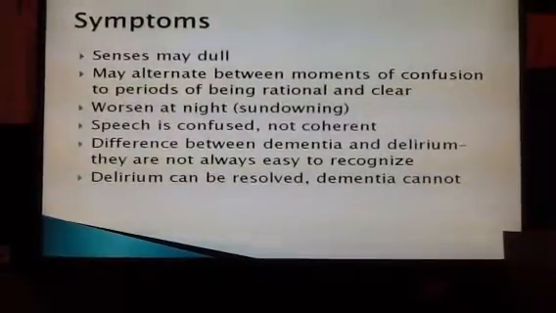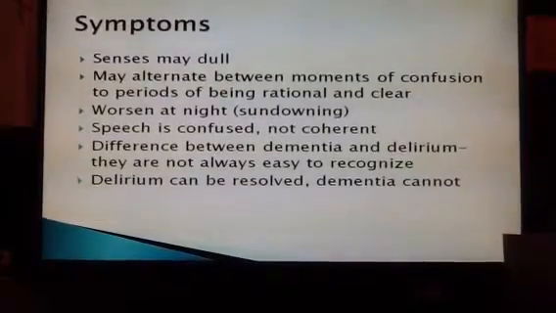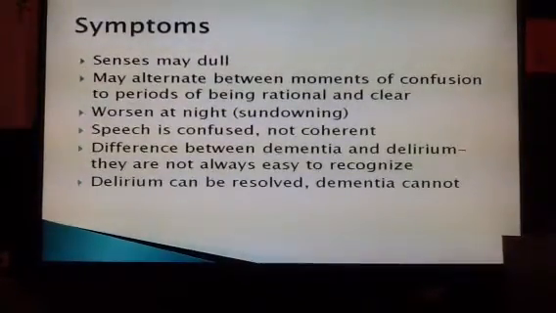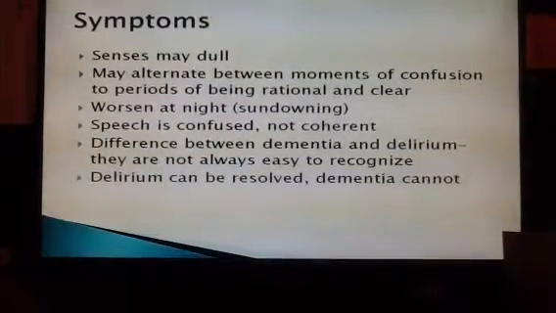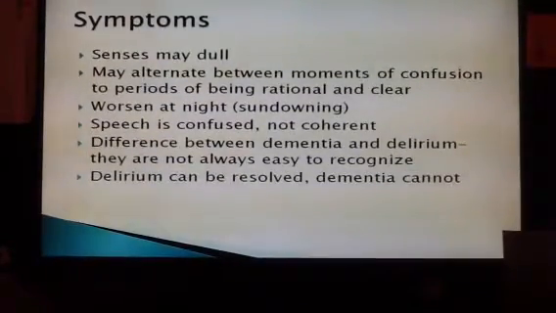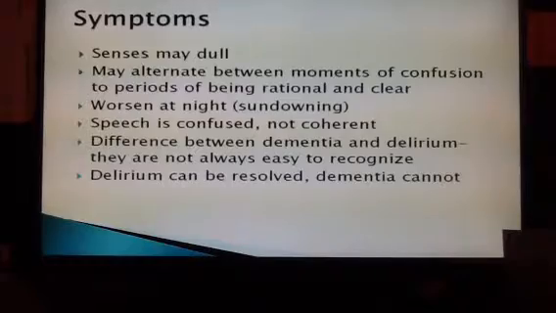Symptoms. Senses may dull, and the person may alternate between moments of confusion and periods of being rational and clear. They worsen at night, called sundowning. Speech is confused, not coherent.